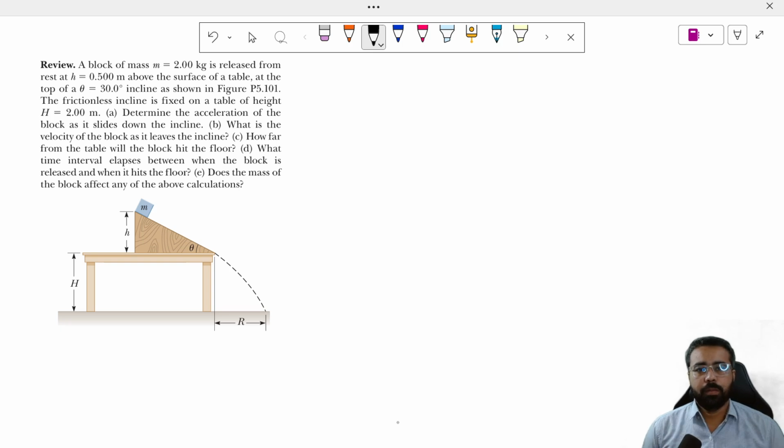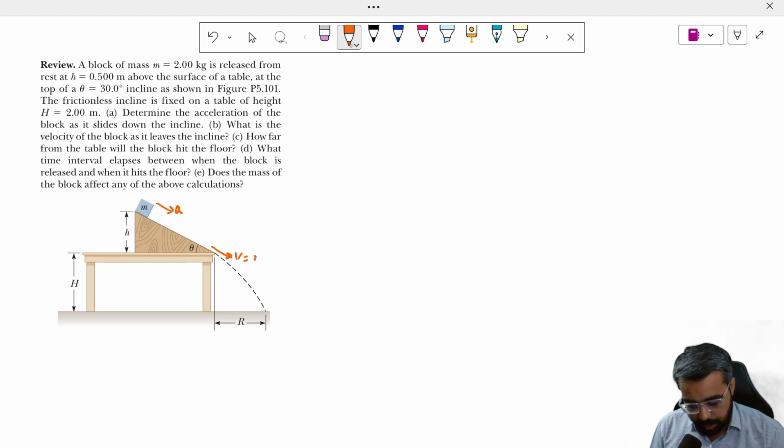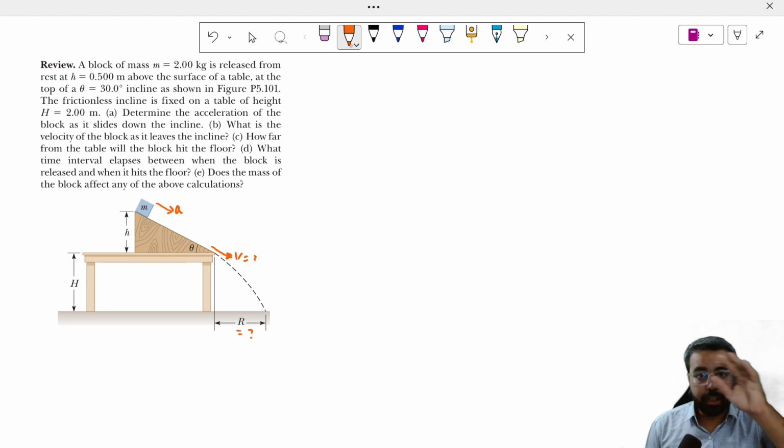In this single problem, we will solve 5 questions. In this question, we will apply kinematics equations. We will apply the free body diagram to solve this question. We will find out acceleration of this block. We have to calculate the velocity at this point. We have to find the range. We have to find the total time of the whole motion. So it's going to be very interesting. Let's find out what we need to do.